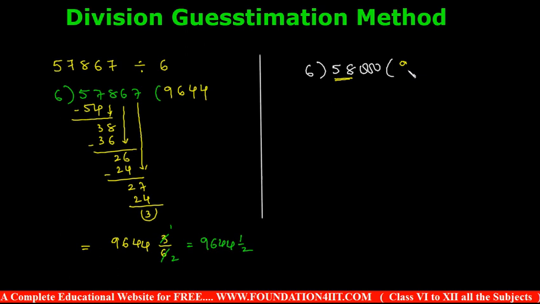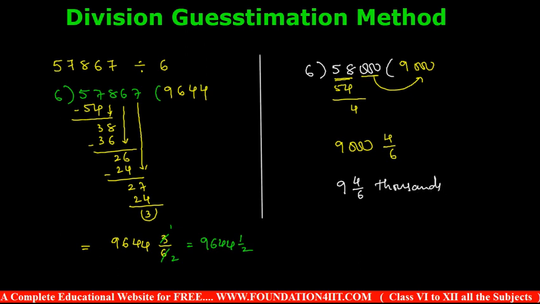How much? 6 nines are 54, and the remainder is 4. Because of the 3 zeros, we can write these 3 zeros here. So we can guess like this, 9,000 and 4 by 6, which we can make as 9 and 4 by 6 thousands. 4 by 6, if you calculate, is 2 by 3. So 9 and 2 by 3 thousands.